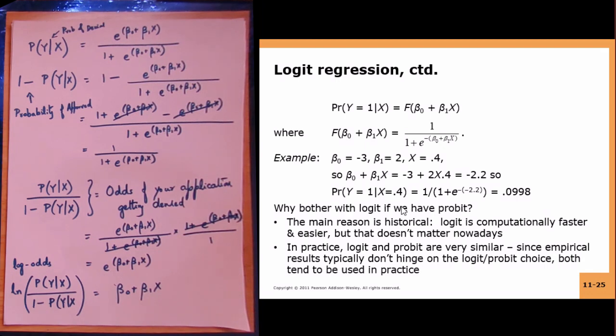So why do we at all use the logit transformation if we do have the probit transformation? The reason is that logit is computationally faster. In practice, logit and probit are very similar, since empirical results typically don't hinge on the logit probit choice.